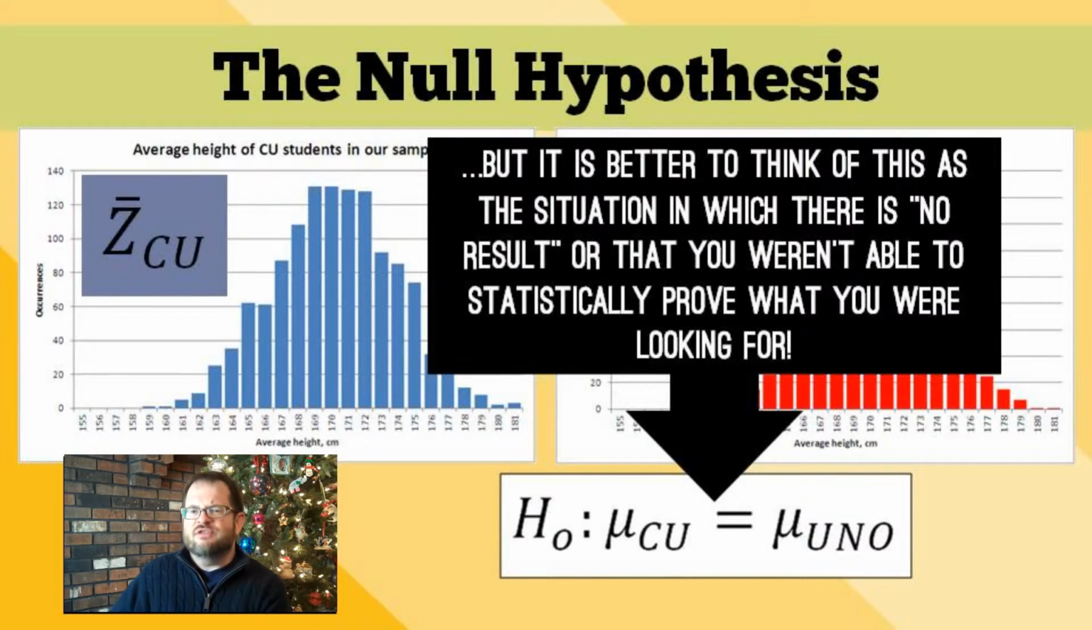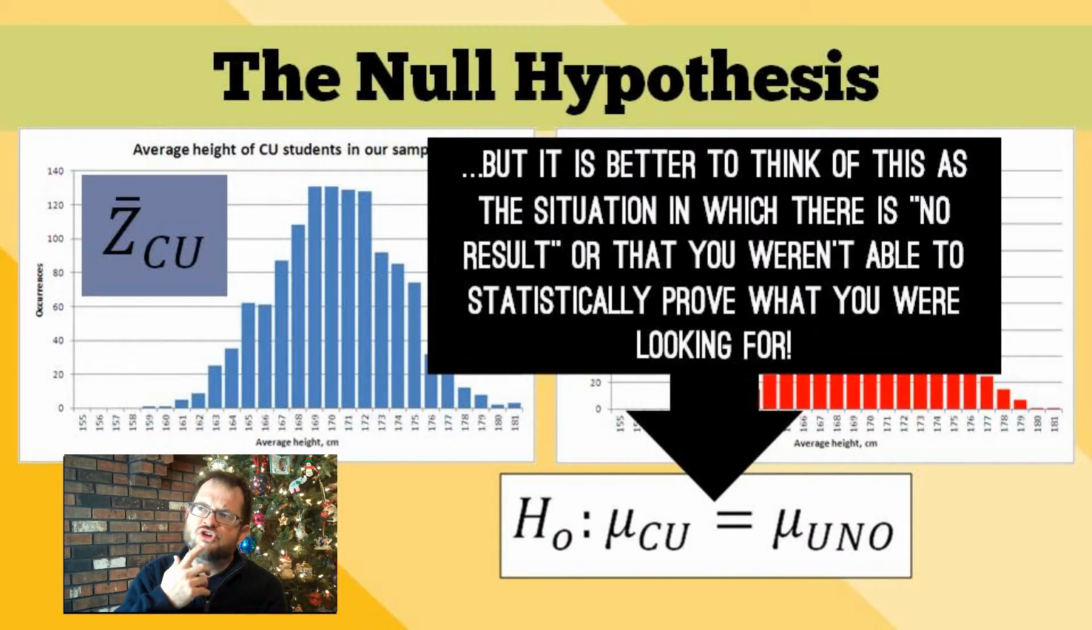It's better to think of the null hypothesis as the situation in which there's no result, or you can't statistically prove what you were looking for. Okay? You can't reject the idea that the two groups are the same height. We could do all kinds of problems where we were writing a null hypothesis. You have two data sets and you want to correlate them. Your null hypothesis might be that they're not correlated, that R is equal to 0.